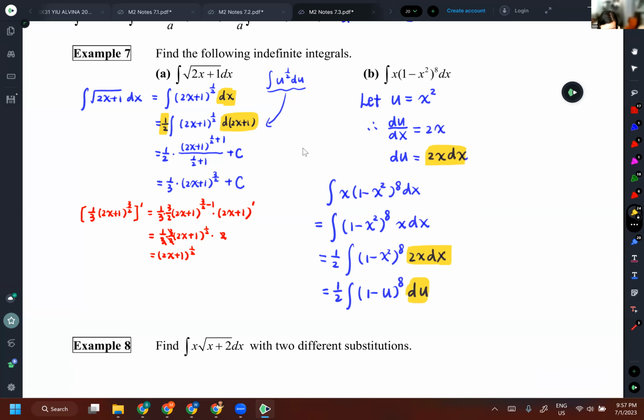So in order to integrate this function, I have to do a lot. I have to decide my new variable. Let's say, in this case, it's x squared. It's decided by me. I have to decide.